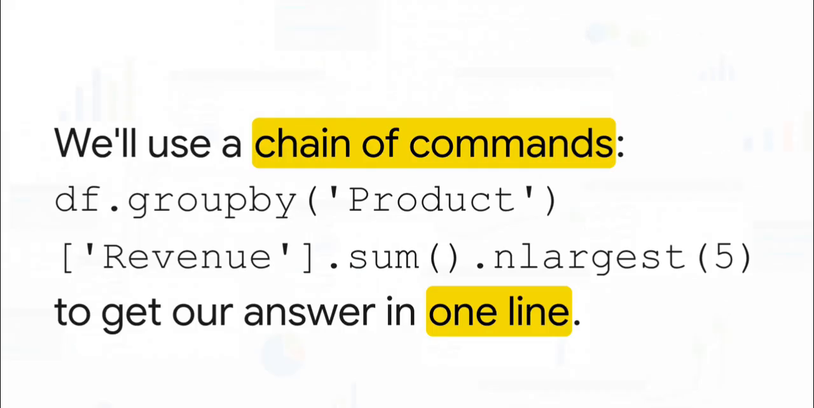Our mission is simple. Find our top 5 best-selling products based on total revenue. And check this out. This is where everything we've learned just clicks into place. You can read this single line of code just like a sentence. Take the sales data, group by the product, grab the revenue column, sum it all up, and then give me the .nlargest 5. A complete, complex question answered in one clean, elegant line of code.